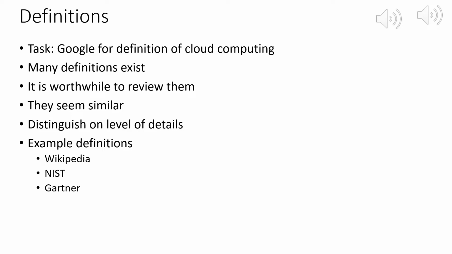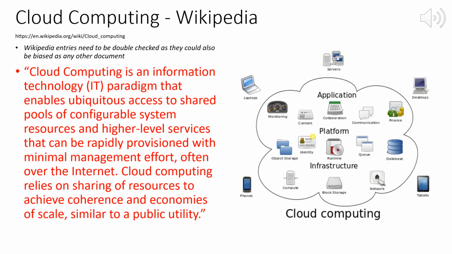We are looking here at a number of example definitions, one from Wikipedia, one from NIST, and another one from Gartner. Although we often do not use Wikipedia as a reliable resource for scientific information, it is worthwhile to take a look at this and to make sure that the definition of cloud computing, for example, reflects what we believe it to be. Wikipedia defines cloud computing as follows.